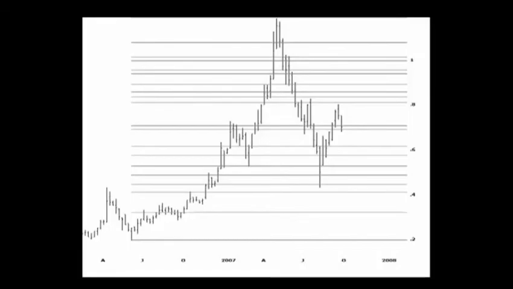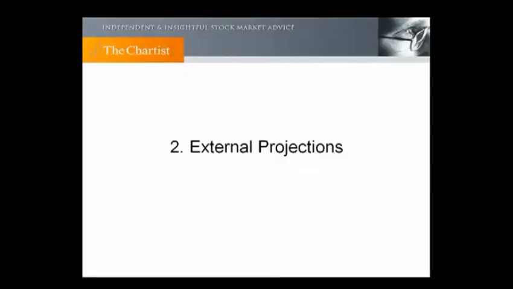in that kind of area. And the justification is, in a wave 2 it's deeper, in a wave 4 it's shallower. That's all there is to it. Let's talk about external projections.